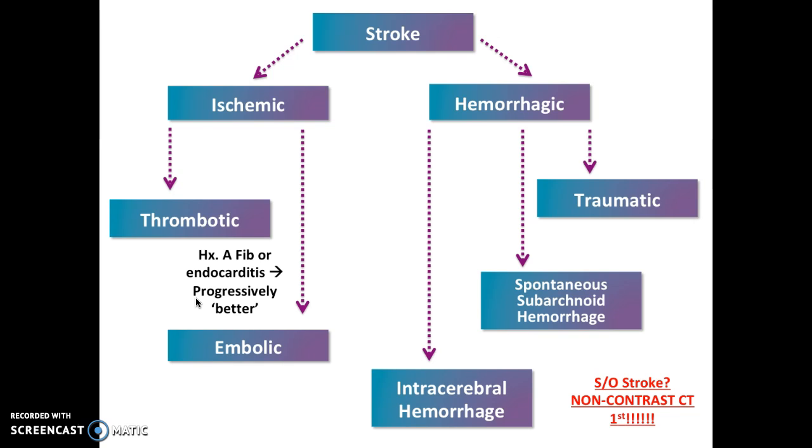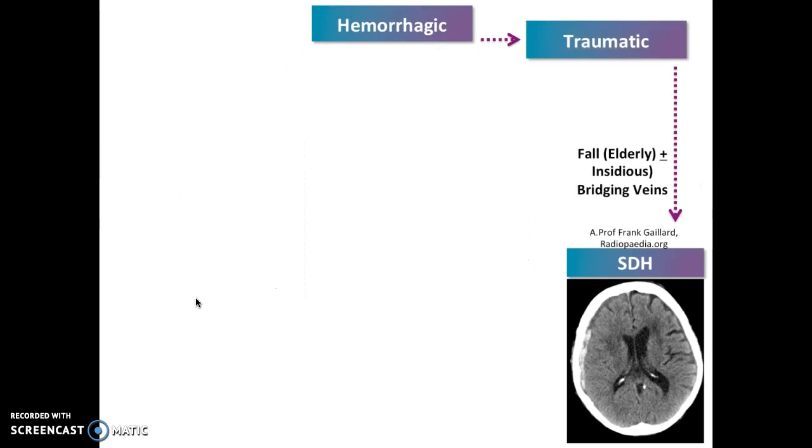So really important, don't forget, if you have a suspicion of a stroke, do non-contrast CT first because the treatment will vary between hemorrhagic and ischemic. So hemorrhagic, I mentioned traumatic. Is the patient an older patient? Maybe they had a fall and they tore the bridging veins along the side of their head. So basically this would result in a subdural hematoma.